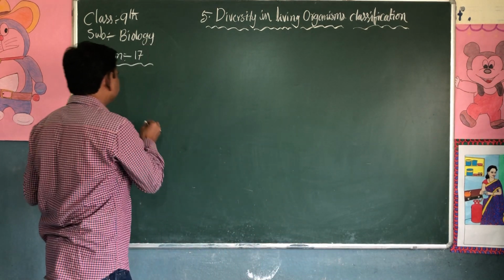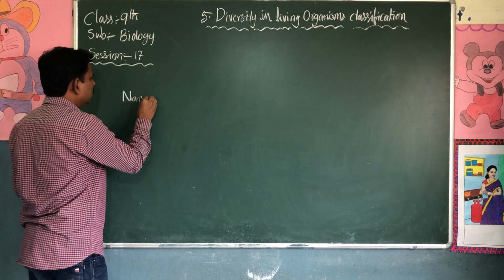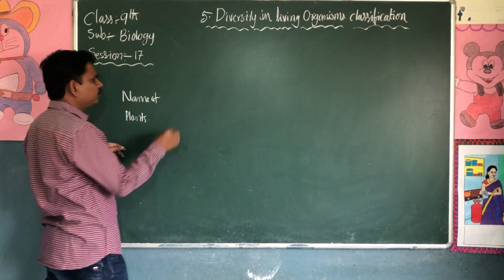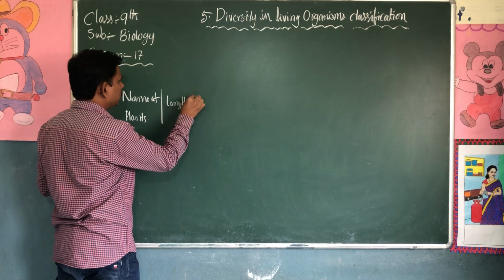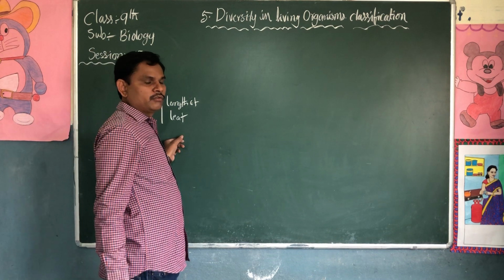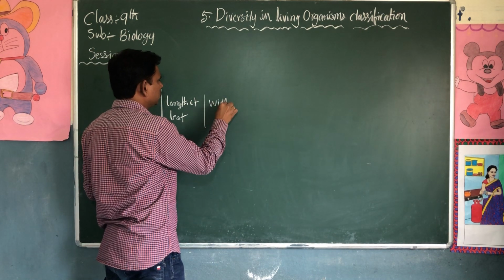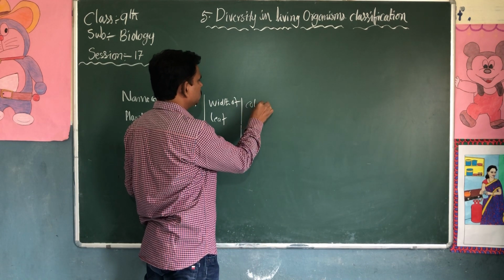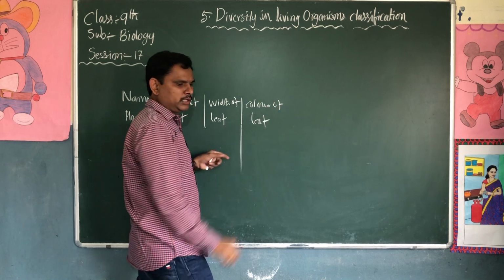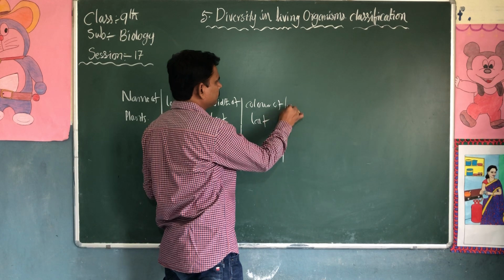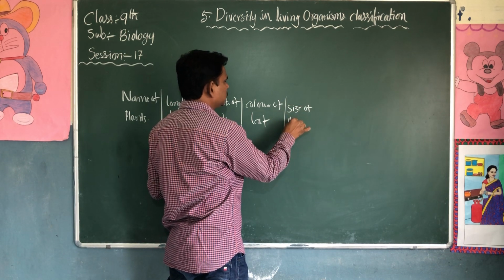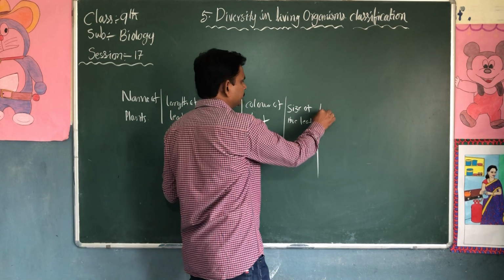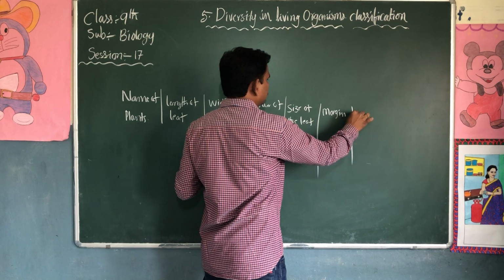So, name of the plant. You can write the name of the plant, length of the leaf, width of the leaf, color of the leaf, shape and size of the leaf, margin of the leaf, and venation of the leaf.